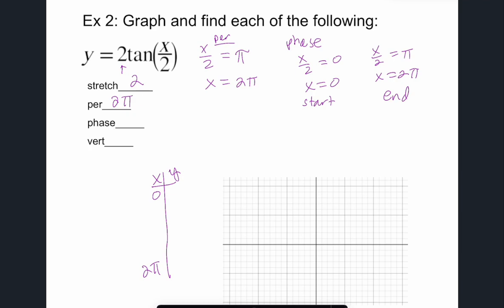Phase shift, there is none for this one because if we set that equal to 0, oh, we already did that. That's our starting value, which is 0. Sorry, I already did that. And our vertical shift is anything on the outside. There's nothing there, or we can say it's at y equals 0.